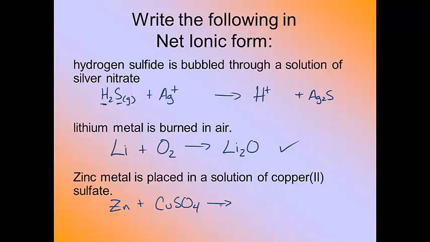Okay, single replacement reaction. So my copper is going to come out. And we know that the copper is going to come out as a solid, because the zinc was a solid before. And we end up with zinc sulfate. So the zinc was a solid on the left, so it stays on both sides. Copper is a solid on the right, so it stays on both sides.